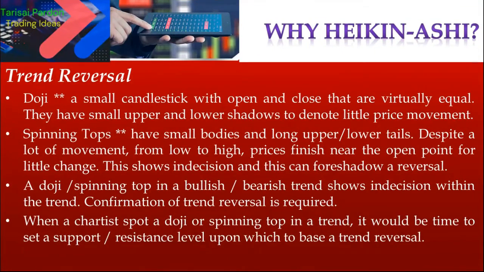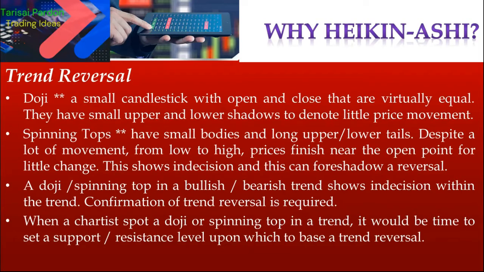Why Heikin Ashi? Here you would see that the signs of a trend reversal shall be mainly determined by small candlesticks, which will be showing an indecision within the price movements. And one of those small candlesticks could be a doji, which is a small candlestick with open and close that are virtually equal. They have small upper and lower shadows to denote little price movement.